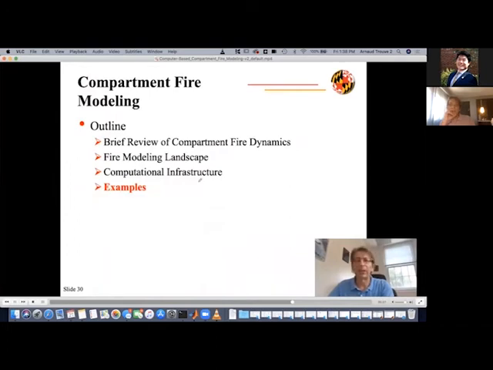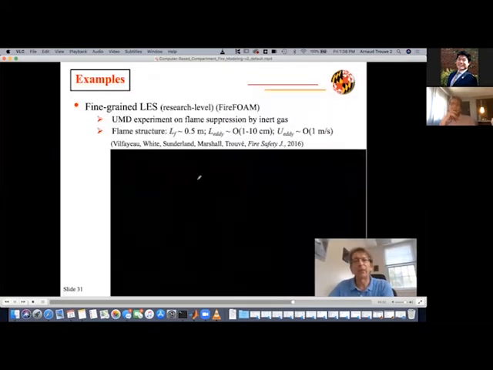Let me take a few minutes to show some examples, and then we will stop there. I have a couple of examples coming from the academic world where I work. We are going to look at simulations performed with FireFOAM, with a fine-grained spatial resolution. What I mean by that is that the first simulation has a spatial resolution of 4 millimeters. The next one, a simulation of 1 millimeter. So we're looking at basically research-level projects that look at small systems but with a high spatial resolution.